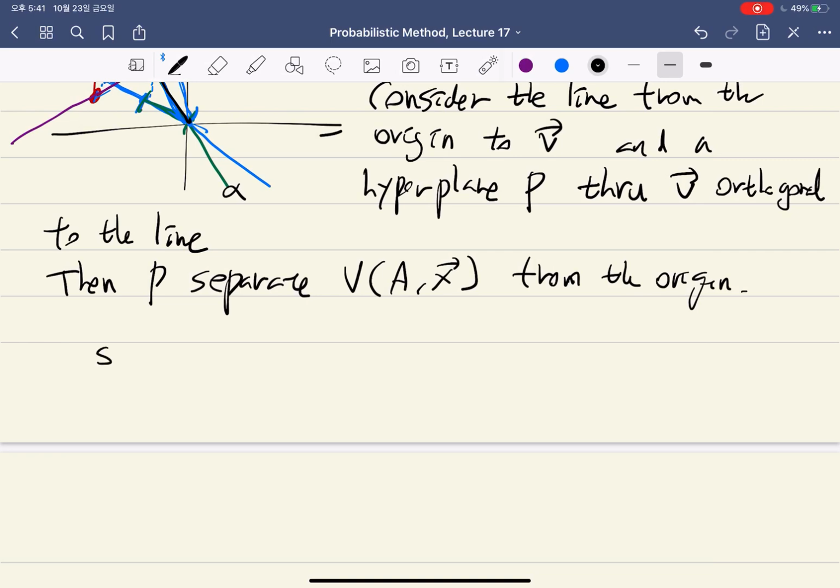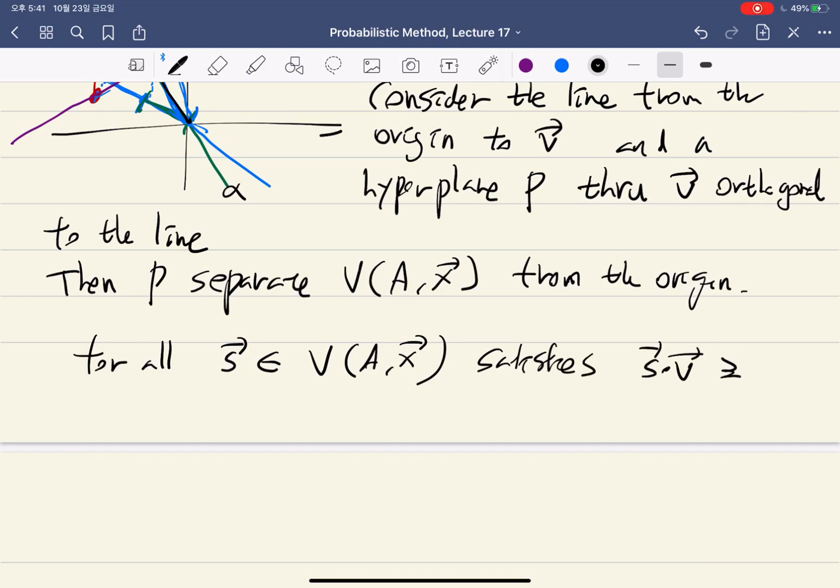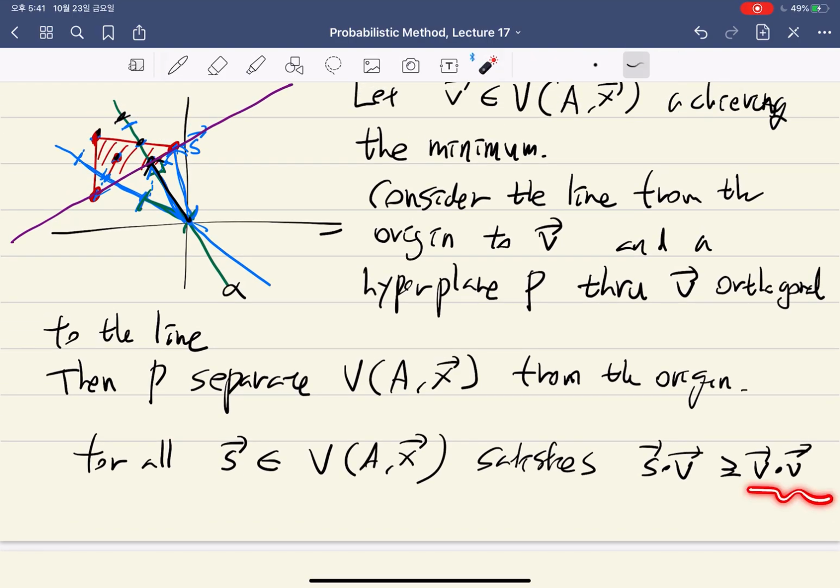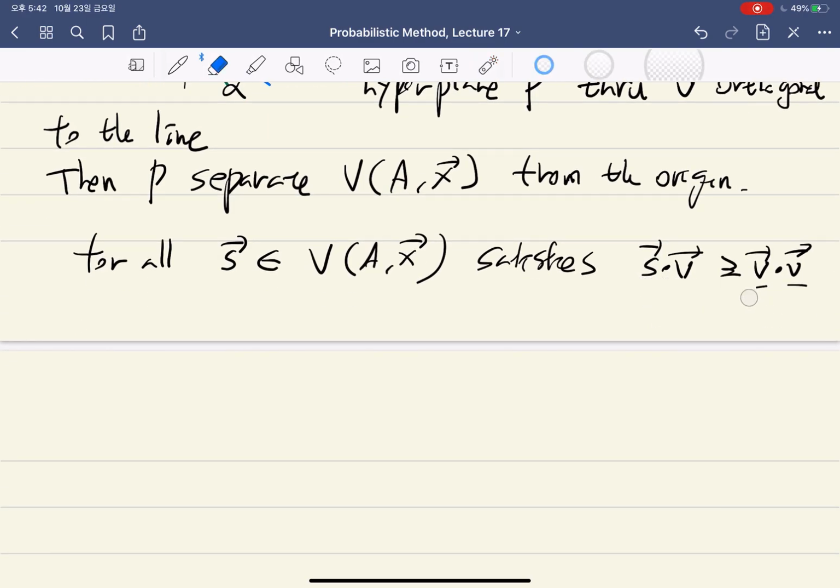So for all S, if you take the vector from this V, it satisfies this. So this is what you get here, and technically you have to divide it by the size of V, then you get this length and you get this projection. So from that you can get this.